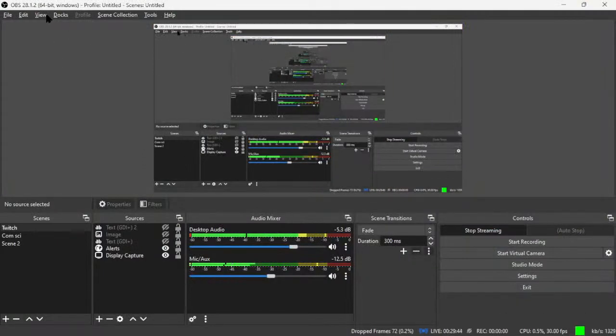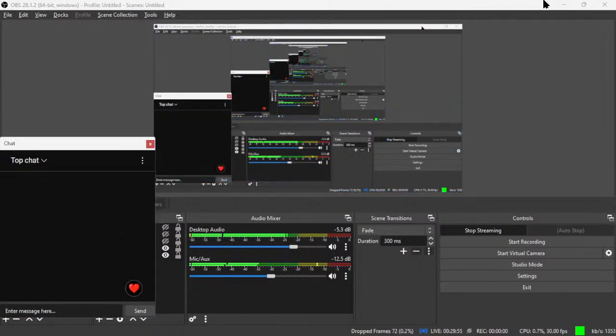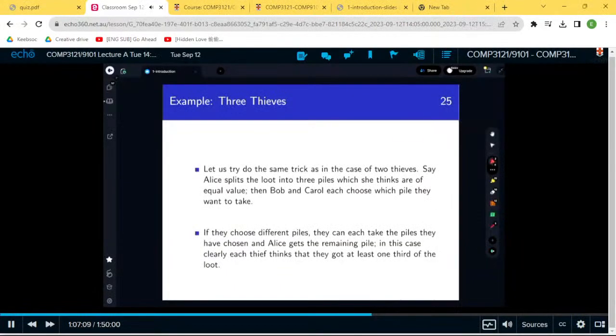So let's say the piles are fixed for now. So if Bob's most valuable pile among the 3 is different from Carol's most valuable pile among the 3, then I think we can satisfy everybody because Alice gives us 3 piles, right?